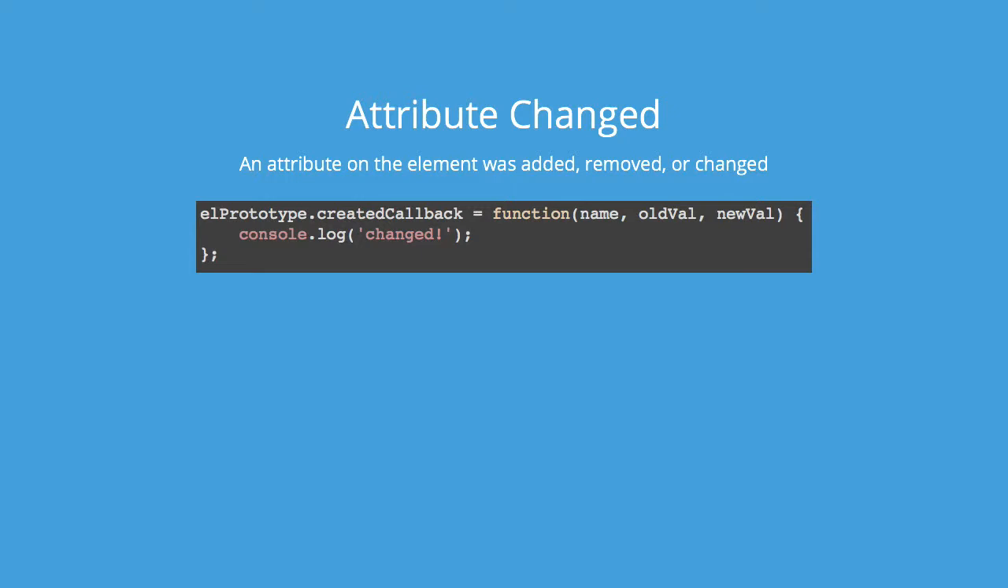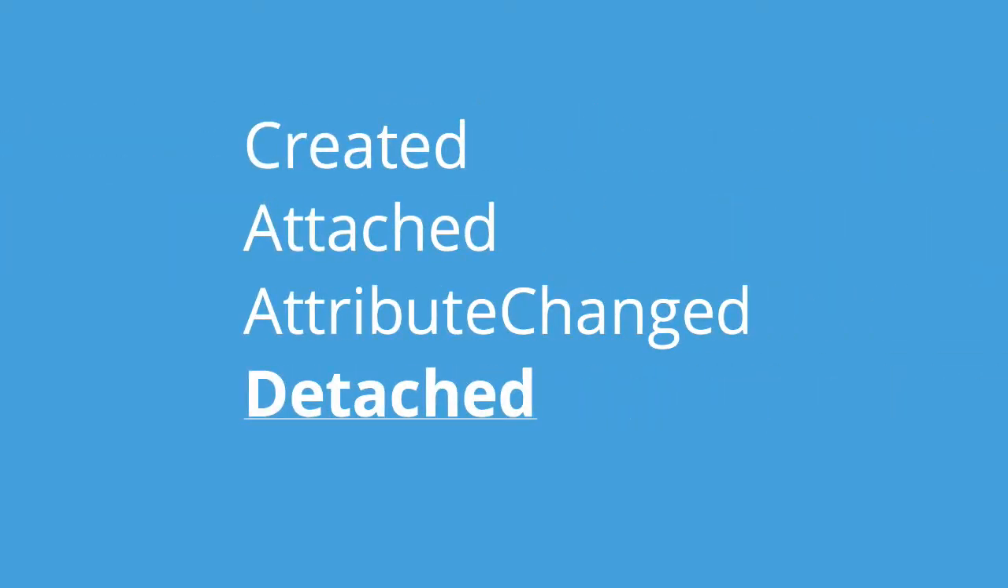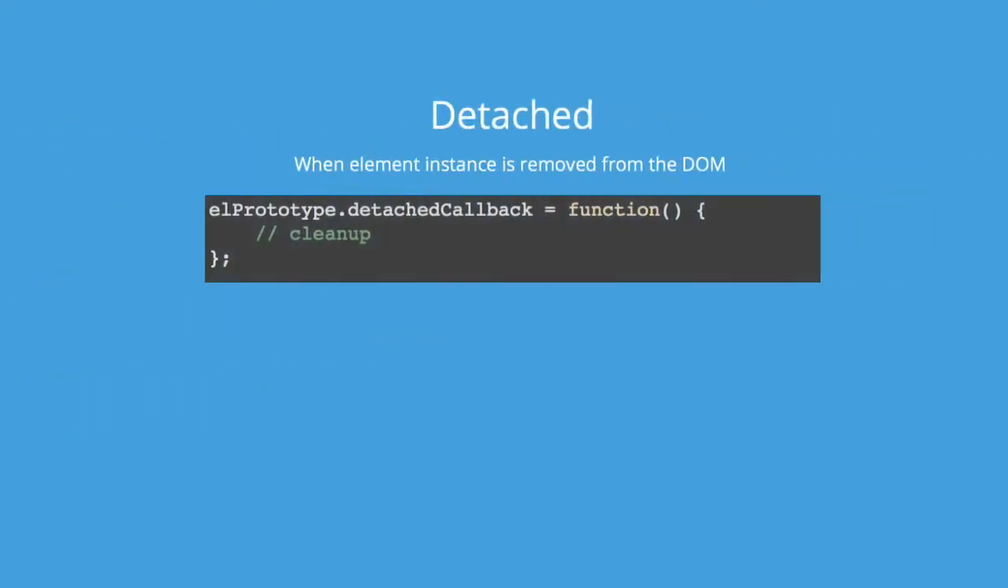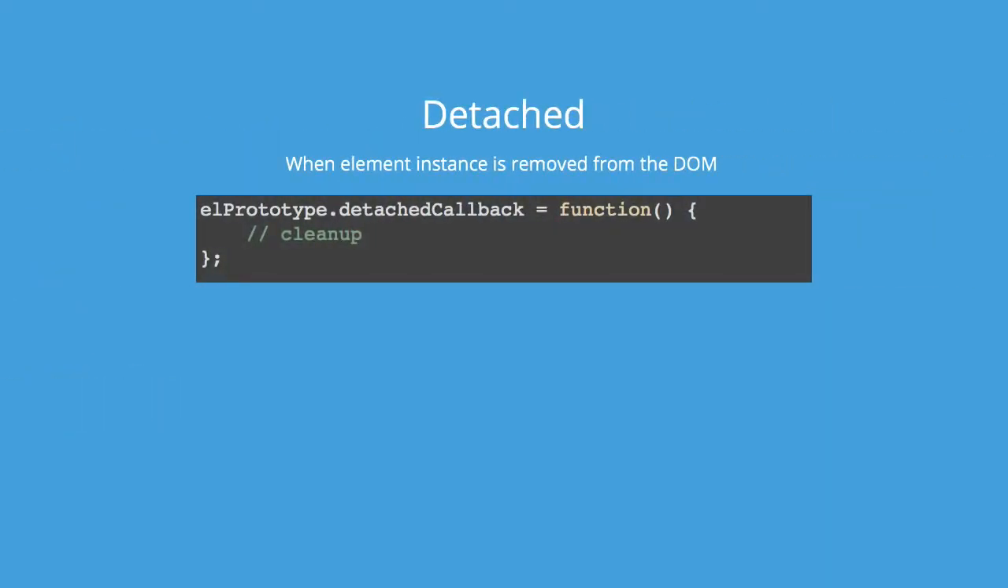So if you change the ID attribute from foo to bar, you're going to get ID as the name, foo as the old value, and bar as the new value. Does that make sense? All right, and the last is detached. So I actually did get that one right.